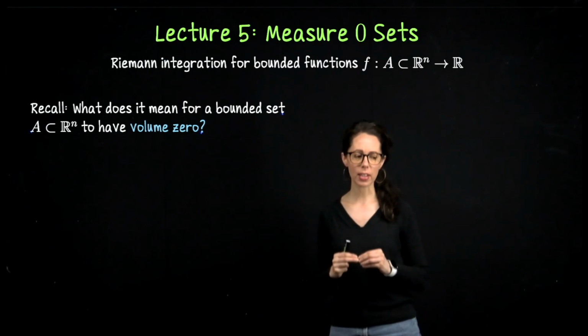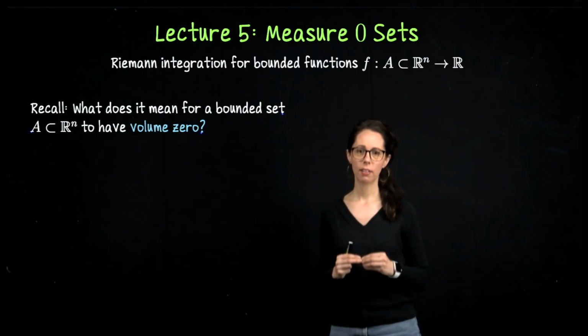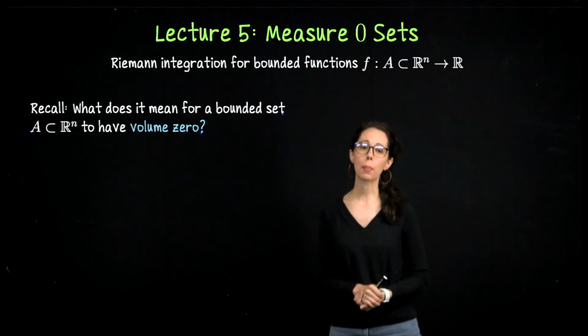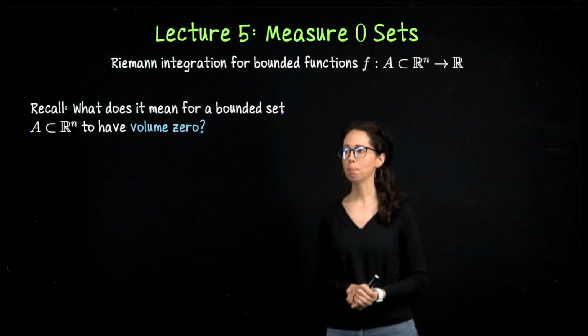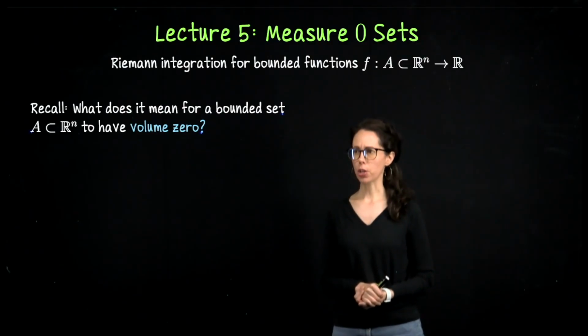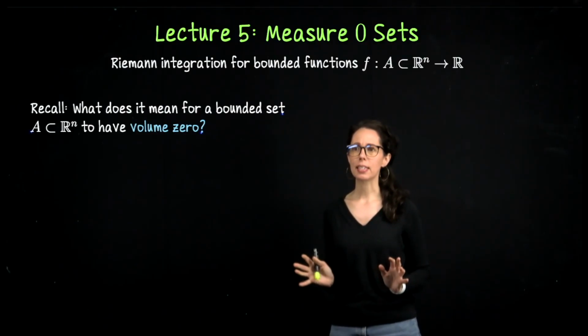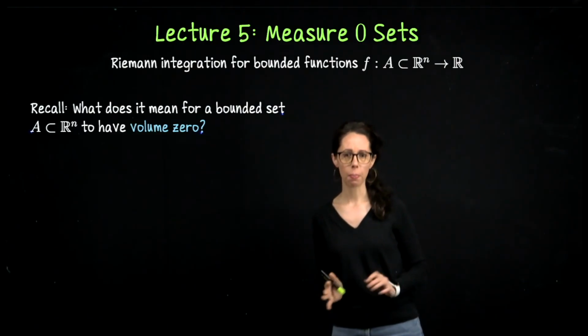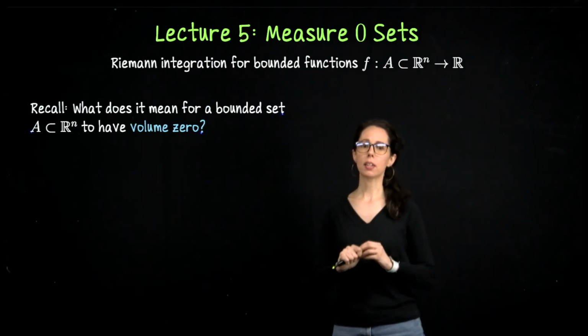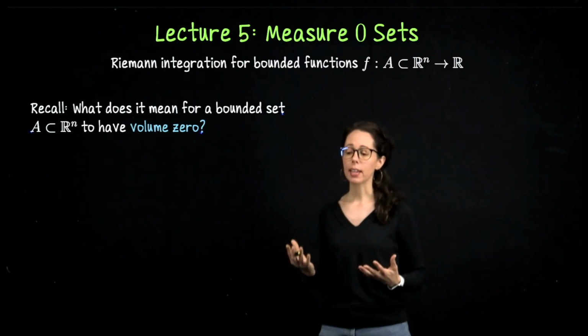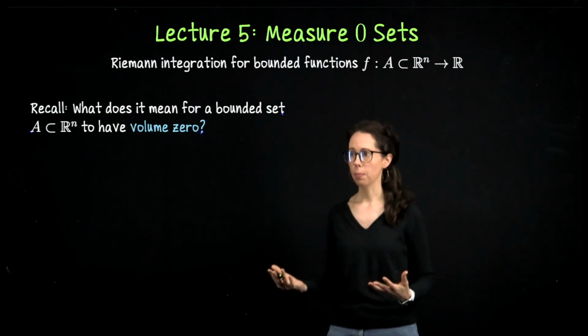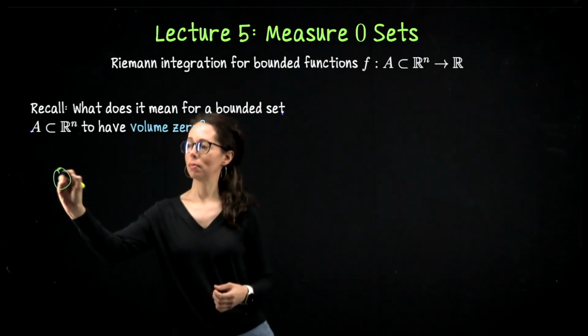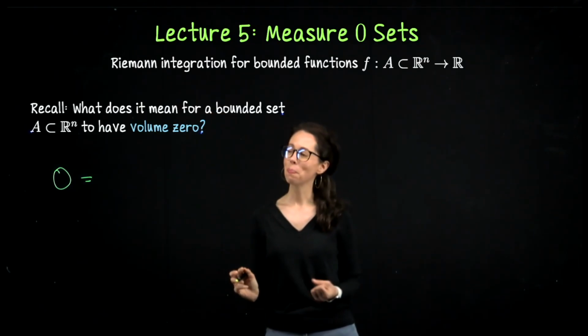It turns out that will give us a better test for when, say, a function is Riemann integrable over a bounded subset of R^n. Okay, so to motivate measure, what I would like to do is revisit this idea that a set can have volume zero. So in particular, what does it mean, based on our previous lecture, to say that a set has volume zero? Well, its volume is zero.